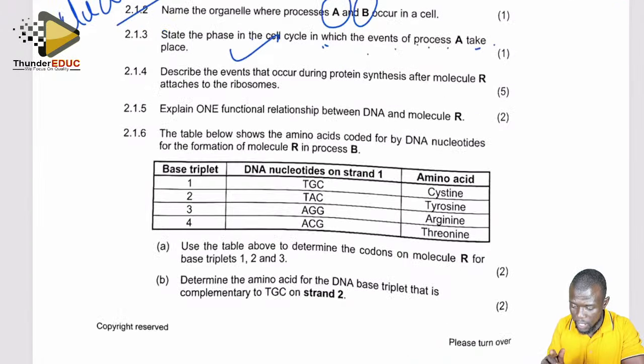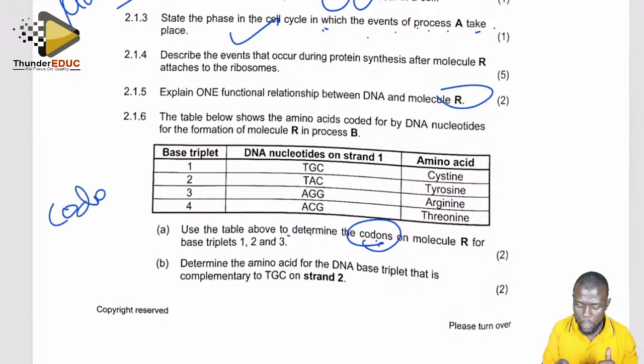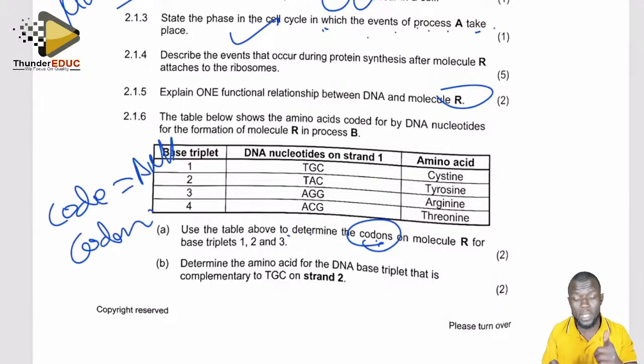Then they are saying the table below shows the amino acids between DNA and the molecule R, which is a messenger RNA. Use the table below to determine the codons. When you talk about the codons, remember we have the codes which we find on DNA, the codons which we find on the messenger RNA, and the anticodons which we find on the tRNA. So I've explained this before.